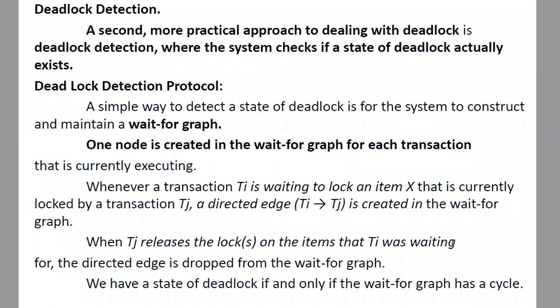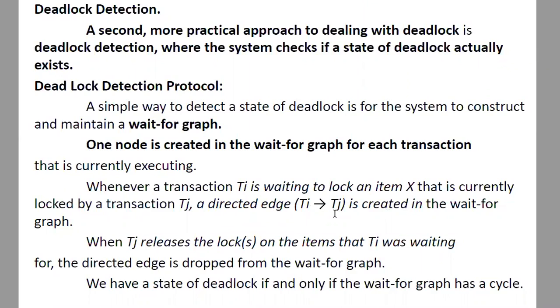So the wait-for graph we already discussed. Suppose TA is waiting to lock data item X that is currently locked by a transaction Tj, a directed edge TA to Tj is created. If it is just waiting, right? We are not considering whether it's a read or write.